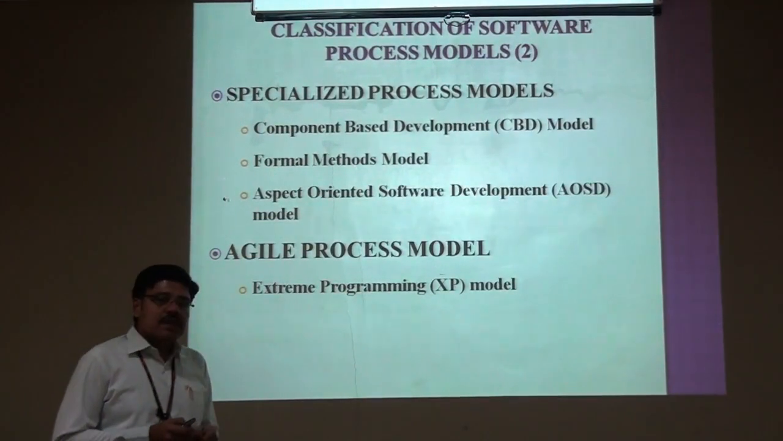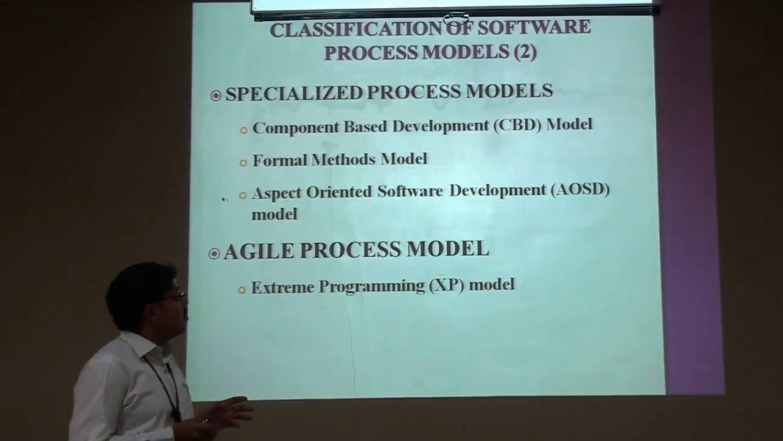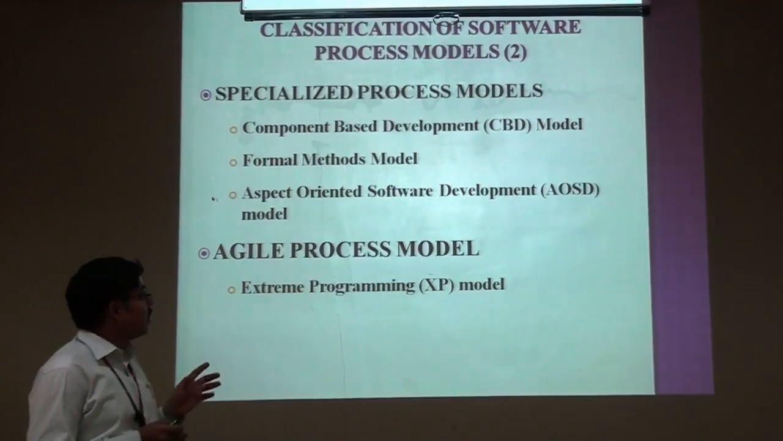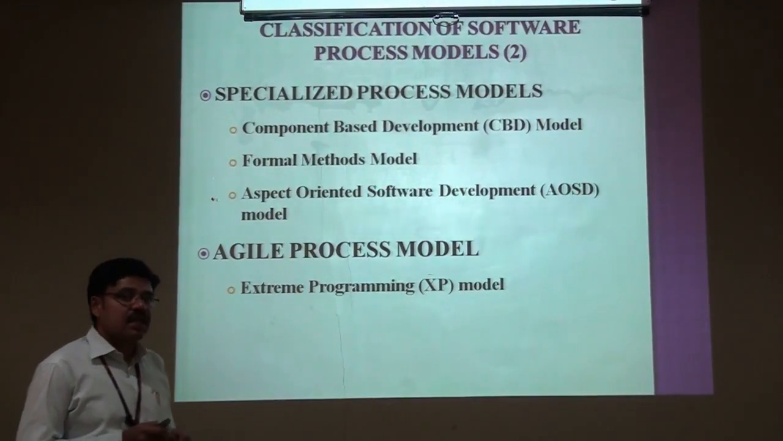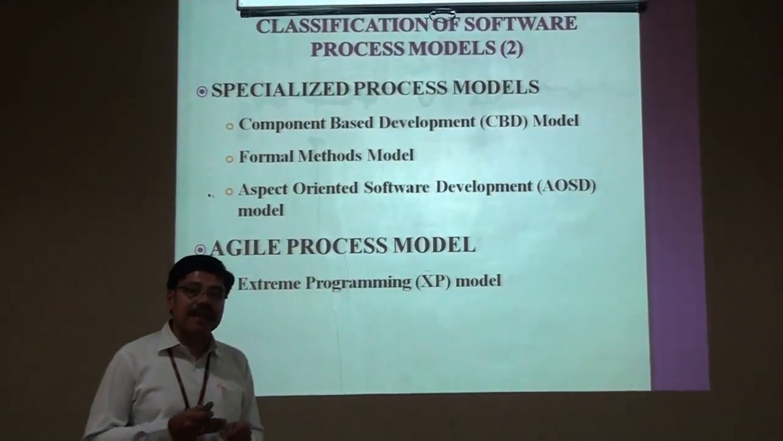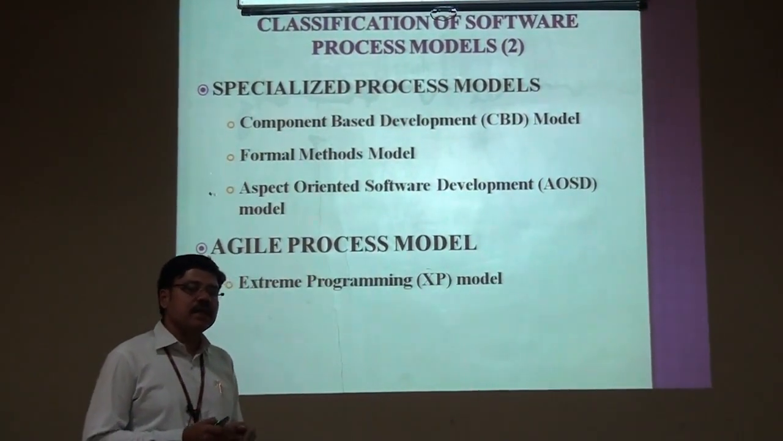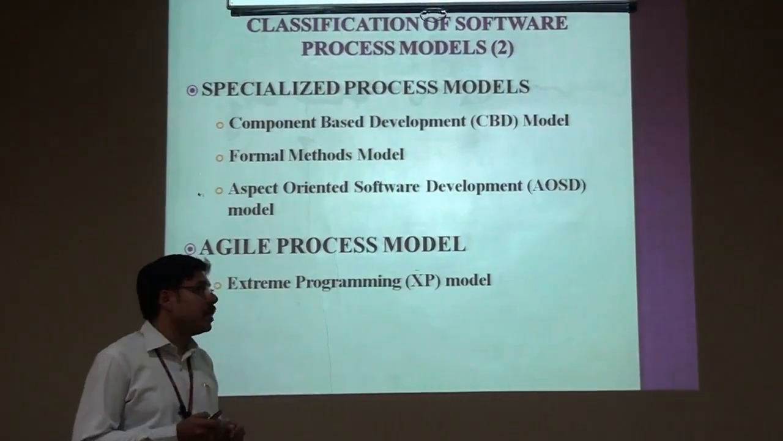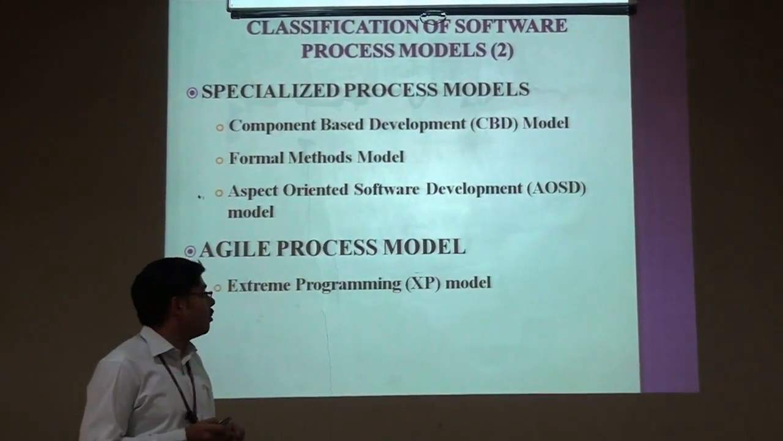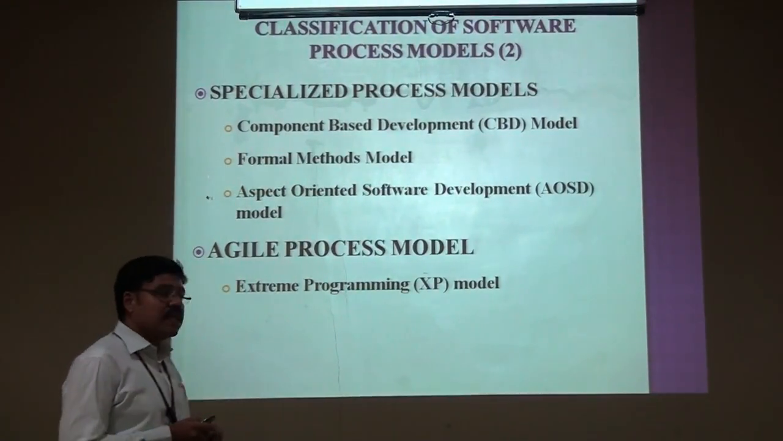And apart from these prescriptive process models, we have specialized process models available. In the specialized process model, we have the component based development model, which is called the CBD model, and then we have the formal methods model, which is nothing but the mathematical model. This is mainly useful in research and development activities, and then we have the aspect oriented software development model. And then finally we have the agile process model.